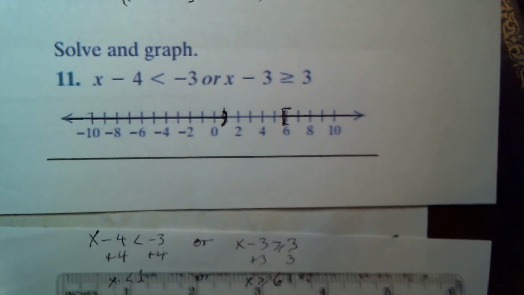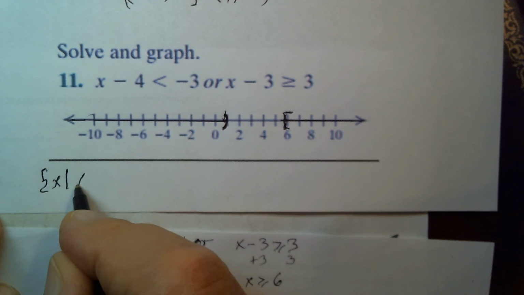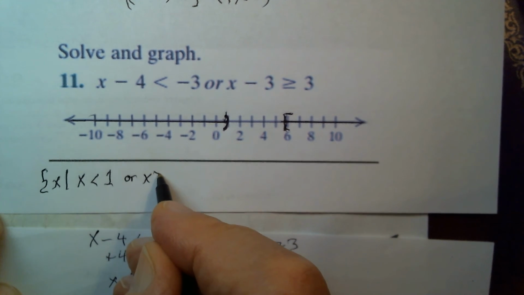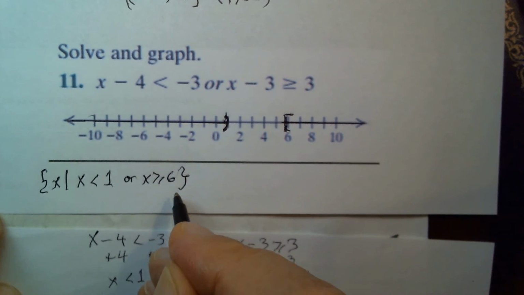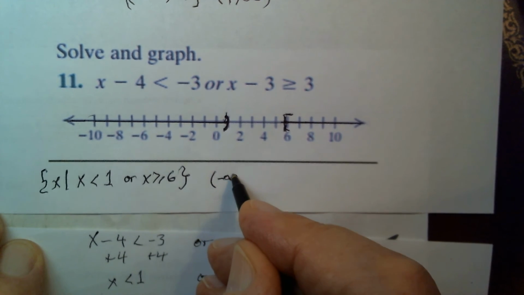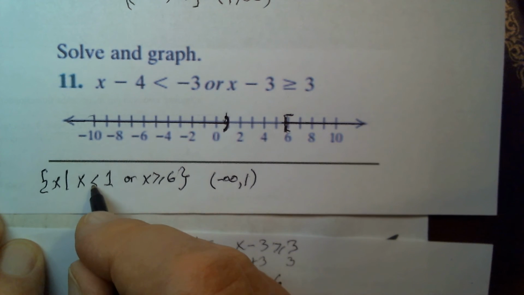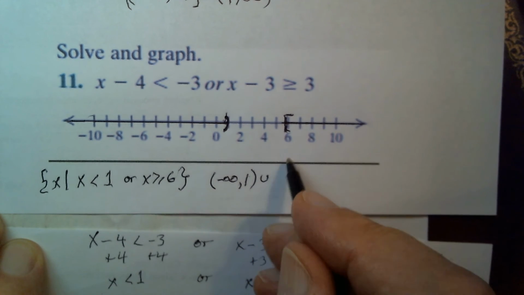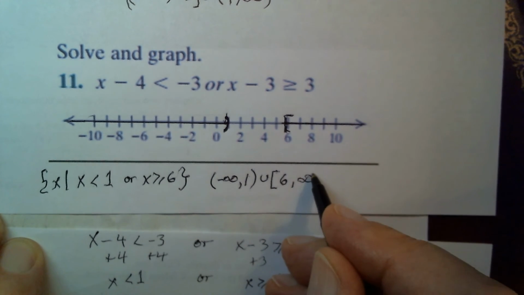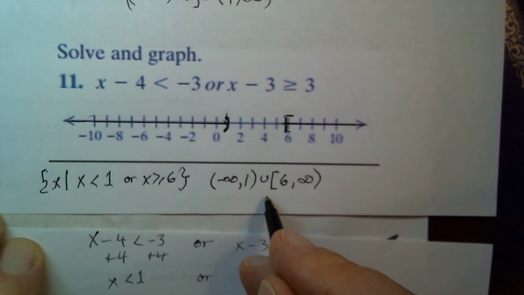So then in set notation we can write the solution as the set of all x such that x is less than 1 or x is greater than or equal to 6. And in interval notation it would be from minus infinity to 1 with a parenthesis because it's less than 1, union the set from 6 with a bracket to positive infinity with a parenthesis. So here we have set notation, and this will be the solution in interval notation.